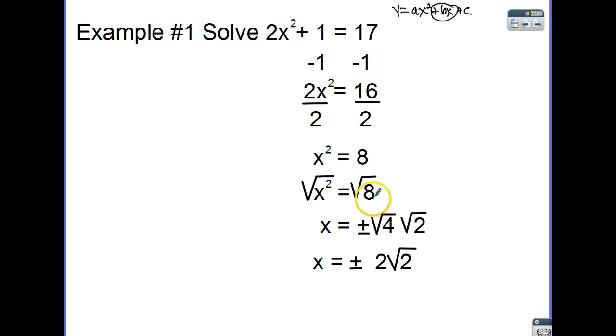The square root of 8 is the square root of 4 times the square root of 2. Okay? And now we know what the square root of 4 is. That's 2. And then there's our final answer. X is equal to plus or minus 2 square root of 2. We need to see this as two answers. One with plus, one with minus.